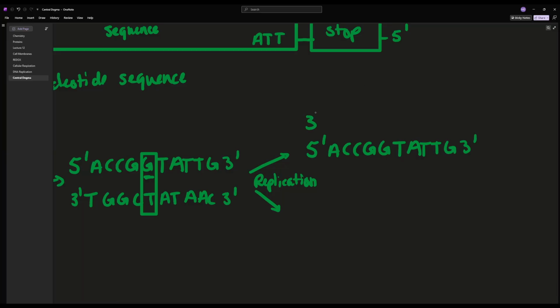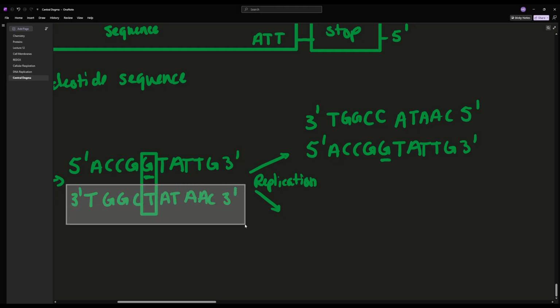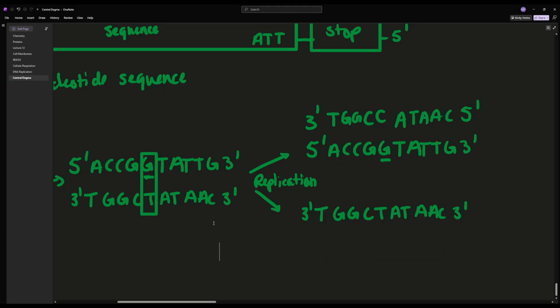Well, now we have our new 3 prime, A with T, G, G, C, C. So this is correct base pairing now. A, T, A, C, 5 prime. Okay. And then over here, this guy will also be used. So A, C, C, G, A, T, A, T, T, G.